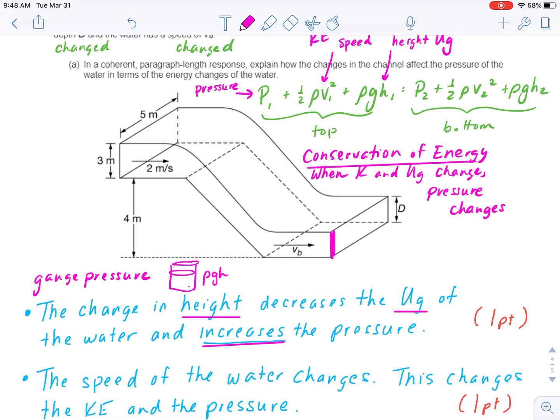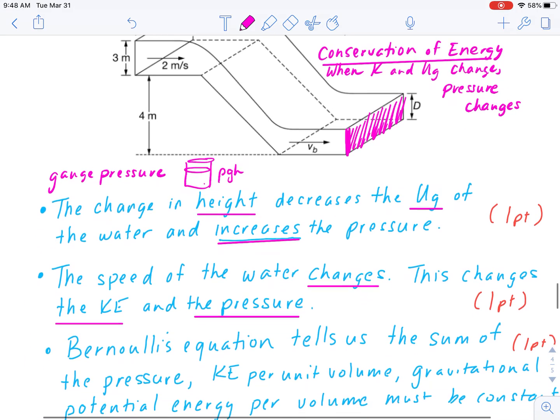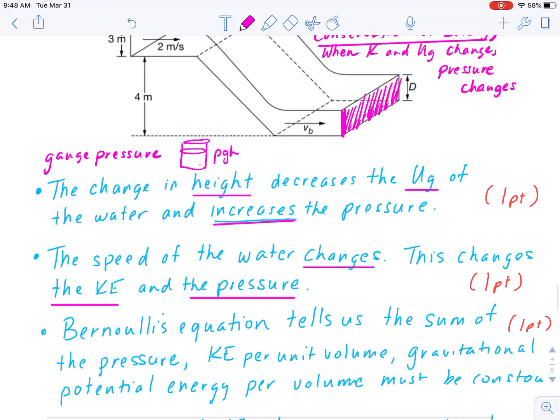Okay, now the next part we can't really tell because we don't know this cross-sectional area. So all we know here is that the speed of the water changes. We don't know if it goes up or down, but we know that the change would change the kinetic energy, and that also would change the pressure. So those are two important components of the answer here.